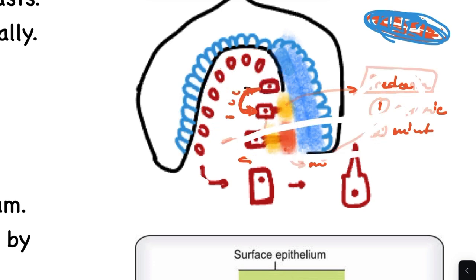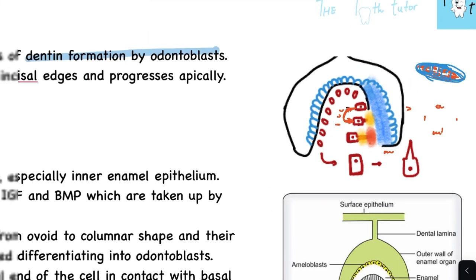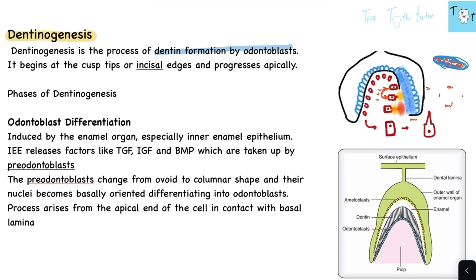Okay, so I'll go through it once again in the notes, right? So what happens is, the dentinogenesis begins at the cusp or the incisal edges and progresses apically. So it progresses like this. Okay, so there are phases of dentinogenesis. The first phase is the odontoblast differentiation. Okay, so it is induced by the enamel organ. So you can see the enamel organ forms the enamel, and then that induces the dentinogenesis. Okay, especially the inner enamel epithelium.